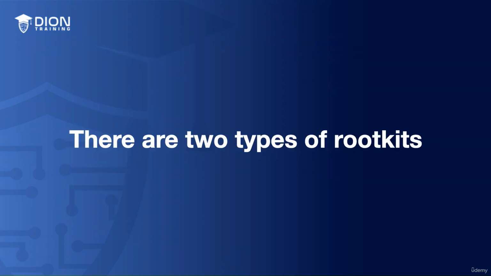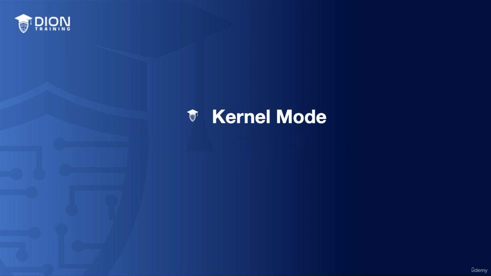So let's go back and look at our rootkits. What are the two types we have? Well, we have kernel mode and user mode. When we have a kernel mode rootkit, this is one that's at that ring 0. It's at the center. It has the most permissions. And so a kernel mode rootkit is able to gain complete control over your system.